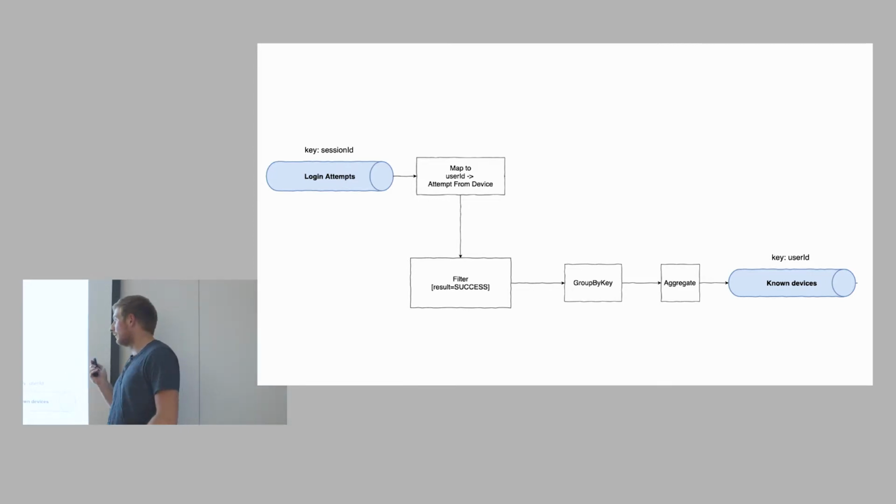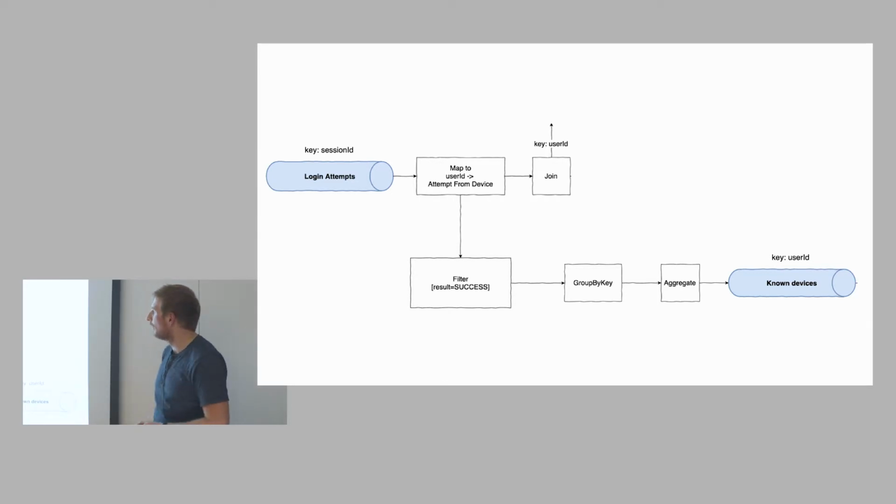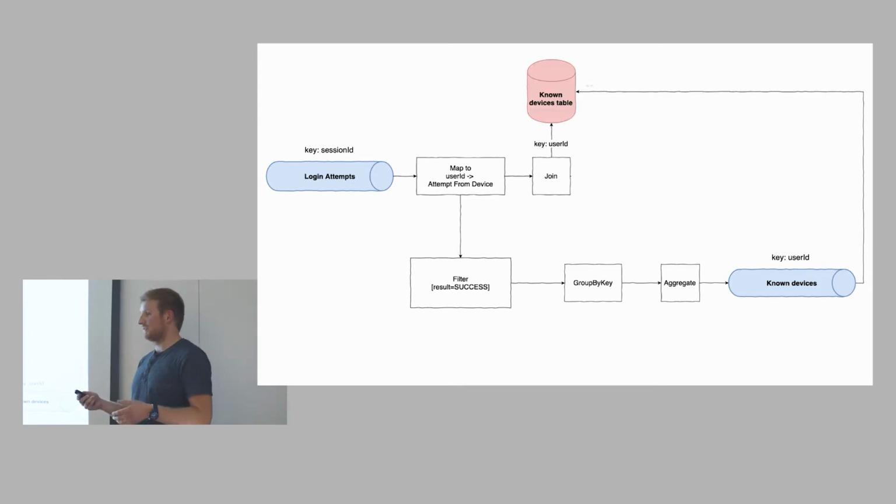Now what we can focus on is discovering whether this particular attempt is coming from a new device or not. So the topology above will start from the join operator. Join will be just a lookup of whether this particular attempt from a device has a device that is already known or not. We will do it by key of user ID. And what is it that we are joining towards? This is the known devices table. So the table is what we create out of the stream.